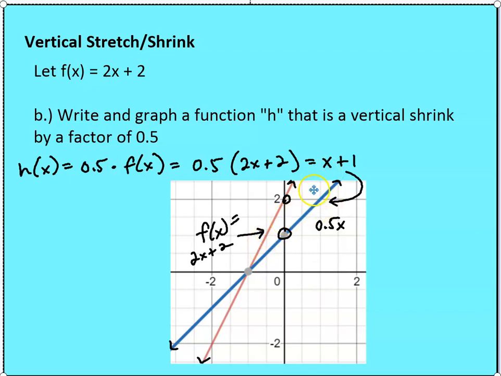So I have my original function, y is equal to 2x plus 2, here in red. And then the shrink is 1/2 of that function. So I have a vertical shrink. I'm shrinking towards the x-axis, shrinking away from the y-axis.